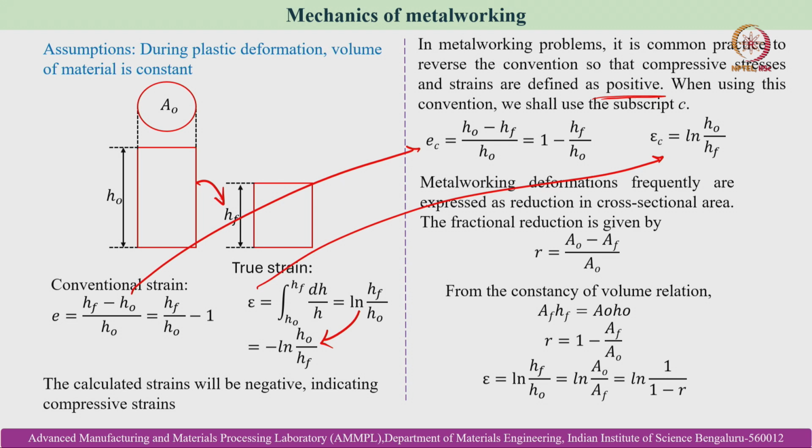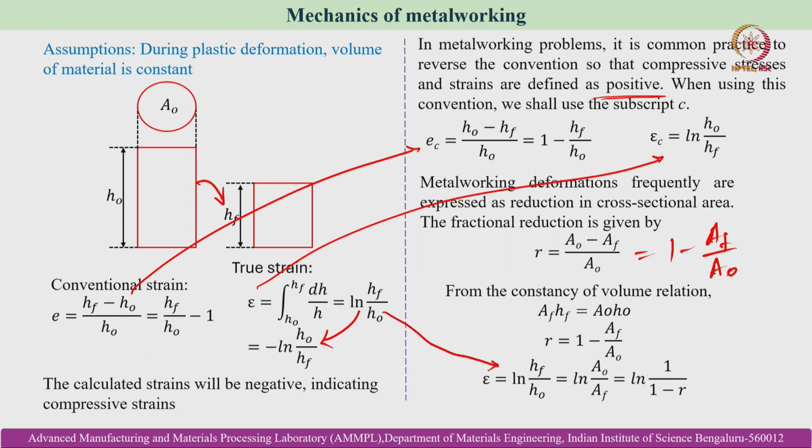In metal working deformations we frequently express the reduction in cross sectional area, the fractional reduction in this case, defined as R is equal to A0 minus AF by A0. From the constancy of volume relationship we know that AF HF is equal to A0 H0. So then R is equal to 1 minus AF by A0. Hence, we can see that epsilon is equal to ln HF by H0, coming from this expression.